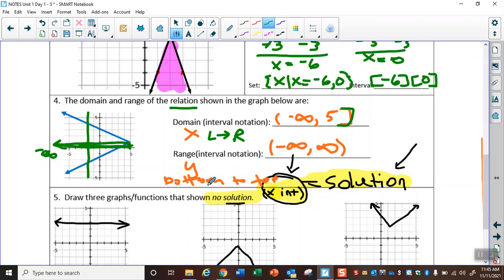And then now for the y values, the range, you're going to go bottom to top. What people always want to do is choose these y-intercepts. That's not what you're looking for. You're looking at the end. It goes down forever, and it goes up forever. So the range would be negative infinity to positive infinity.